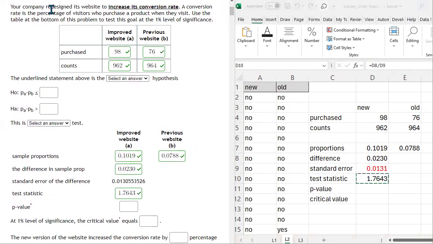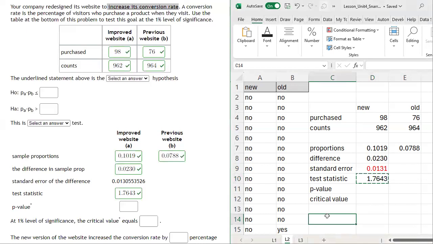Okay, so it says your company redesigned its website to increase its conversion rate. An increased conversion rate would be what? PA would be greater than PB. Another way to write that is we could subtract PB from both sides, right?